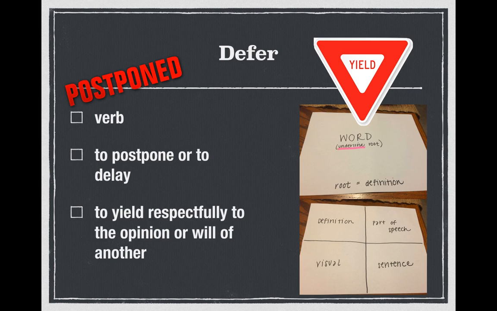The first word that uses this root is defer. Defer is a verb, and it means to postpone or to delay. It can also mean to yield respectfully to the opinion or will of another. Now, this one is a little bit trickier to recognize where the root is in the word. So if you're having trouble, you can look back at the roots and you'll see that both Pharaoh and Fairy use F-E-R, which is also in defer. So you're actually going to underline F-E-R on the front of your note card.